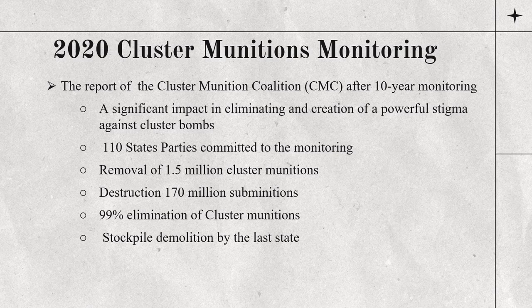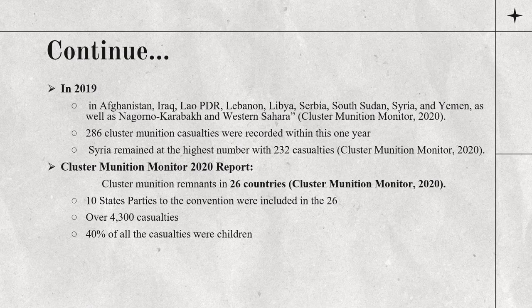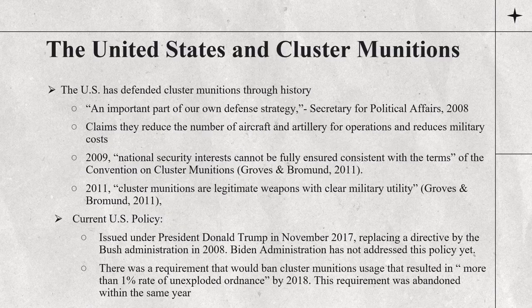parties. Switzerland was the last state party to complete stockpile destruction, in March 2019. According to the 2020 Cluster Munition Monitor report, in 2019 cluster munitions were used in Afghanistan, Iraq, Libya, Serbia, South Sudan, and many other countries. A total of 286 new cluster munition casualties were recorded in 2019 alone, with the highest number recorded in Syria, with 232 casualties. A total of 26 countries and other areas are contaminated by cluster munition remnants, including 10 state parties to the convention.